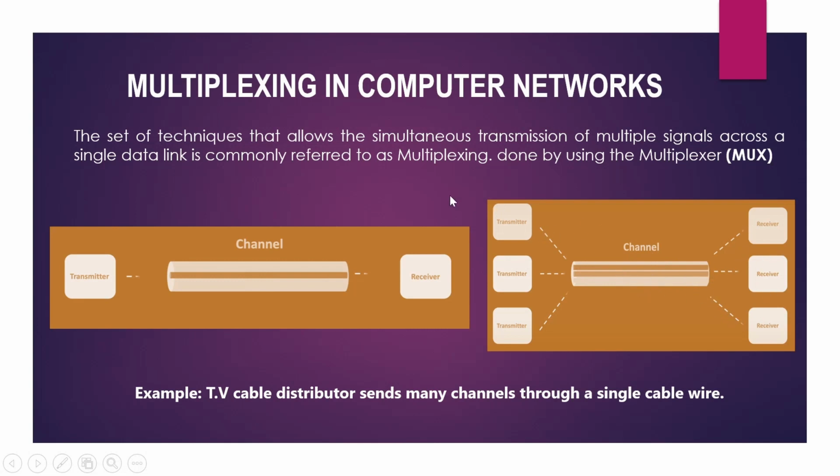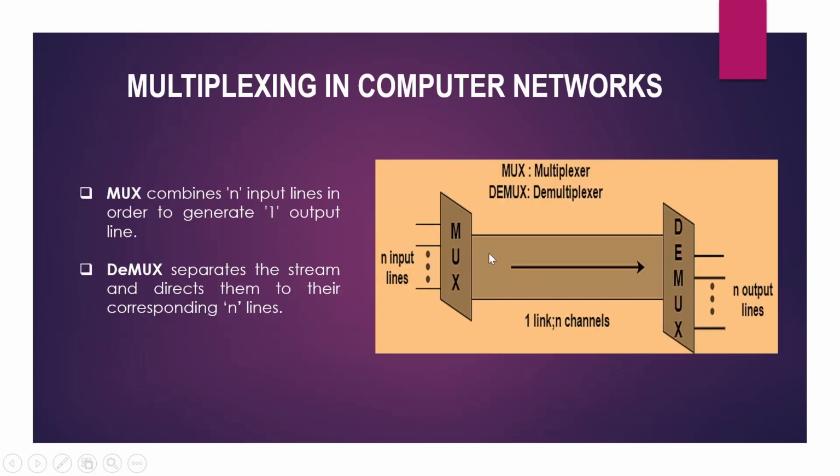Now, how is it possible? Obviously, it is possible by using some hardware. The hardware concerned is the multiplexer, known as MUX, and the demultiplexer, as you can see in the diagram. The multiplexer combines n input lines in order to generate one output line. So here you can see n number of input lines and one output line, which is carried across one link. At the receiver's end, the demultiplexer separates the stream and directs them to their corresponding n lines. So n lines here and n lines here. In between they are carried as a single link.